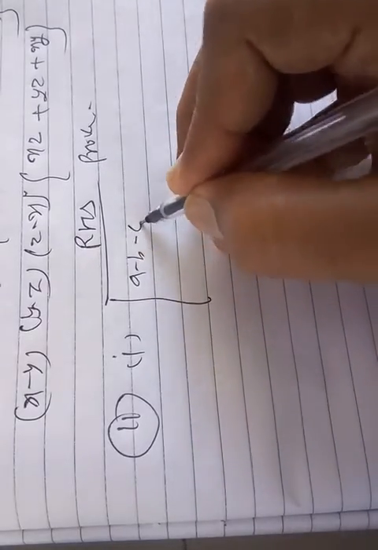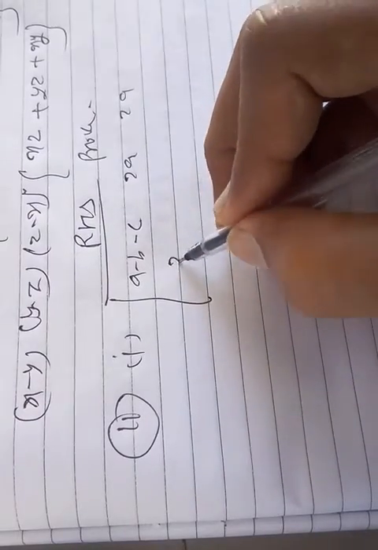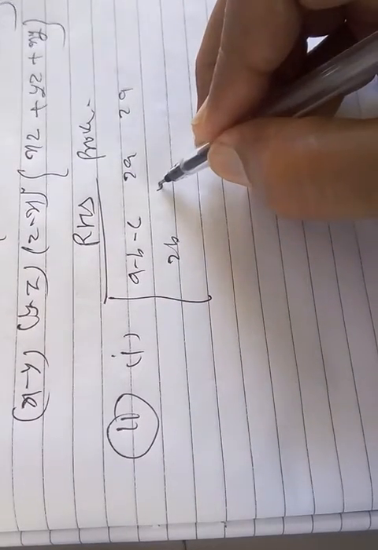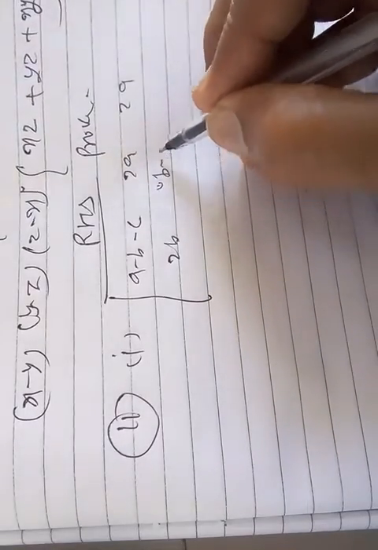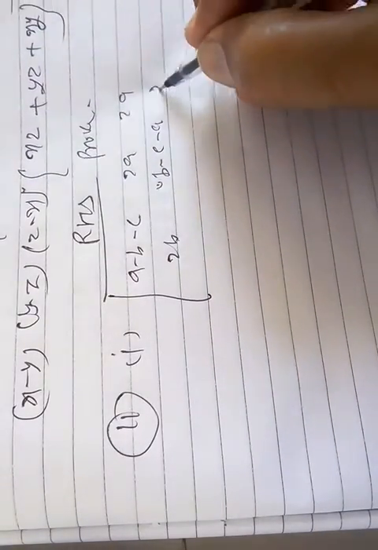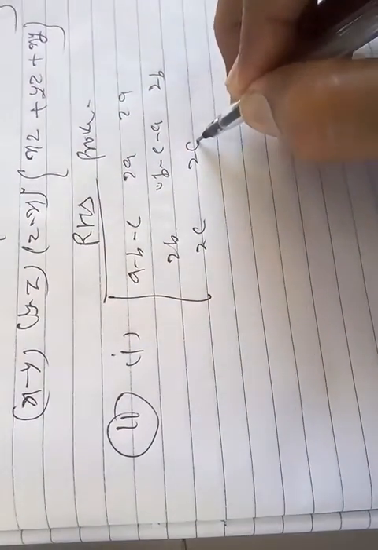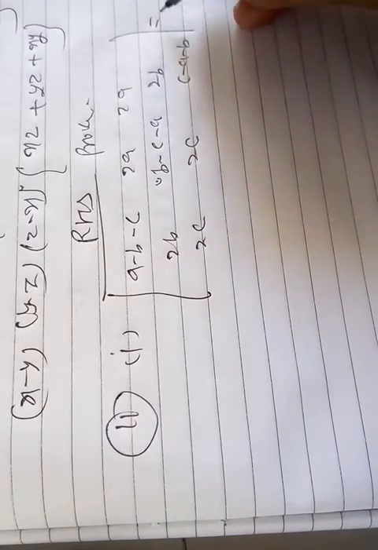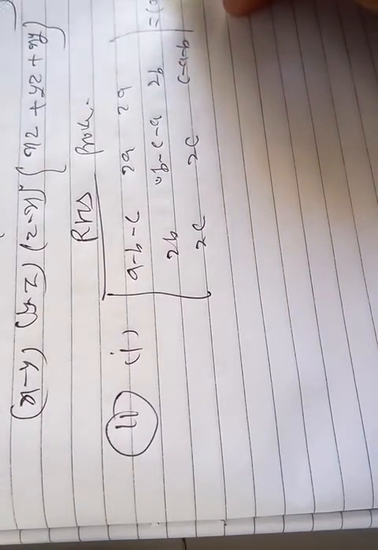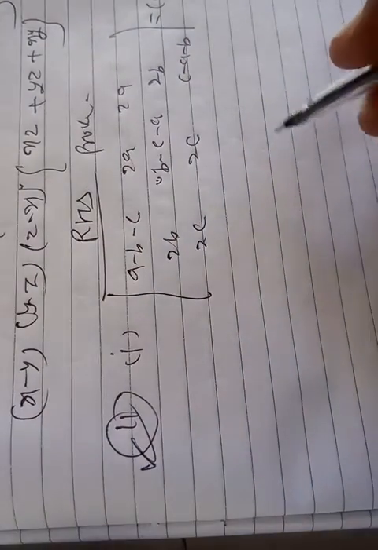The determinant with first row a minus b minus c, 2a, 2a; second row 2b, b minus c minus a, 2b; third row 2c, 2c, c minus a minus b, equals a plus b plus c whole cube. It's an important question, mostly repeated in exams.